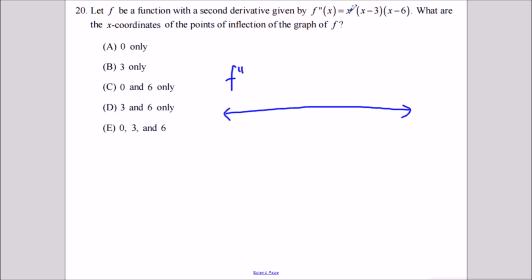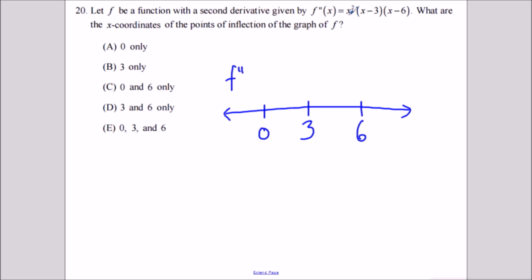And if we look at the factored form, the first factor, x squared, gives us a root of 0. x minus 3 gives us a root of 3. And x minus 6 gives us a root of 6. And people look at this and they'll assume that this is going to have a sign change all the way through, and they'll choose choice E. But you absolutely have to check the sign change here.